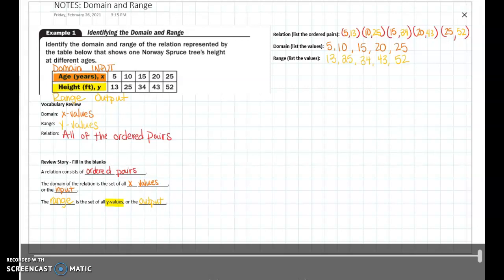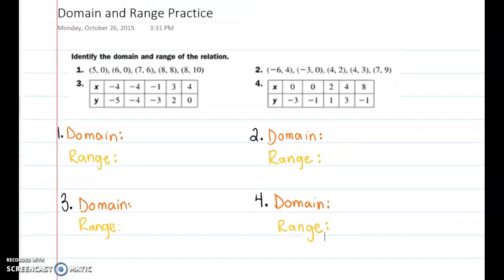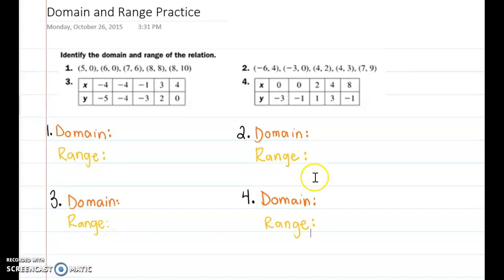What you missed was this assignment right here. Domain and range practice. It's right under the notes. It's the page under the notes. For numbers 1 through 4, you have to list the domain and list the range of each relation. That's all you have to do. Just list the numbers in the domain and list the numbers in the range.